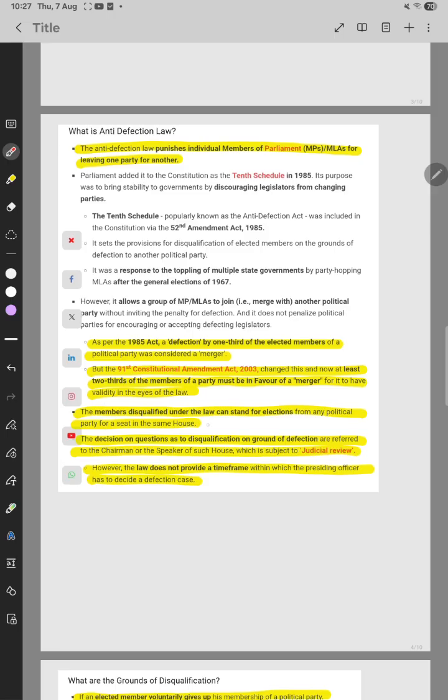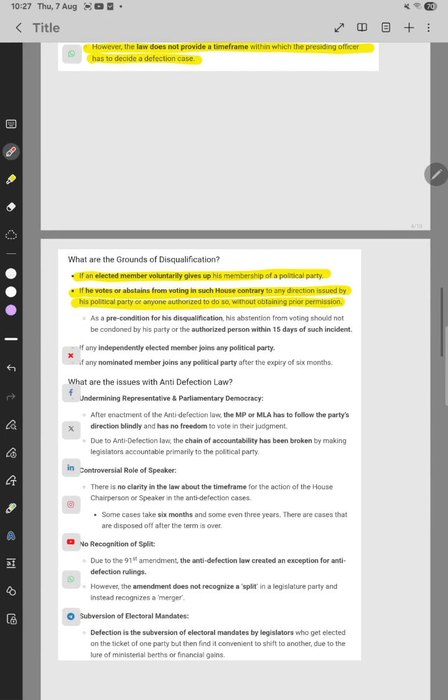The members disqualified under the law can stand for elections from any political party for a seat in the same House. The decision on the question of disqualification on the ground of defection is referred to the Chairman or Speaker of such House, which is subject to judicial review. However, the law does not provide a time frame within which the presiding officer has to decide a defection case.